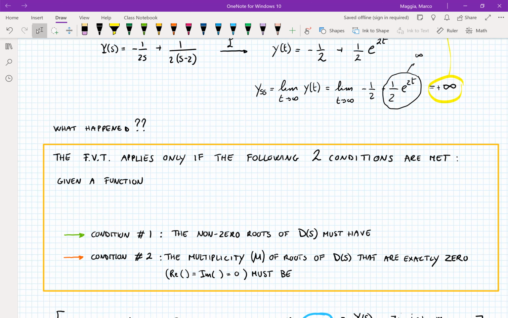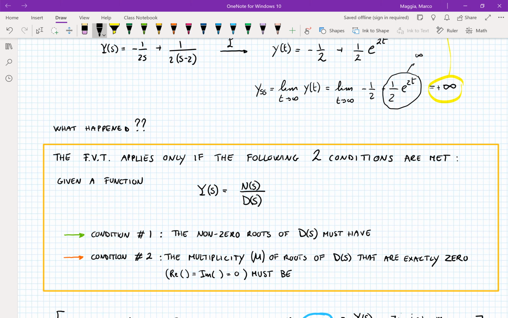there are two conditions that are met. So these two conditions are the following. If we have a function in the S domain, and we're considering the S domain because that's the whole point of the final value theorem. We want to find the steady state value without having to transform back into the time domain. So if we are in the S domain and we have our usual fraction with a numerator and a denominator, n of s over d of s, then these two conditions have to be met.